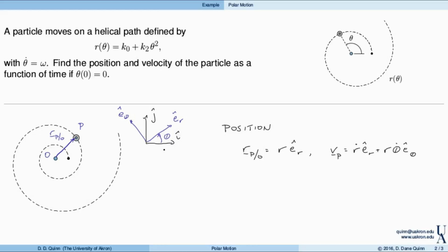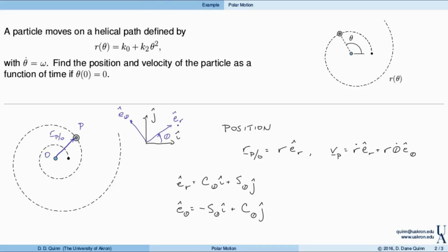Now these directions can be related one to another. Writing ER and E theta in terms of I and J, we find that ER is equal to cosine of theta in the I direction plus sine of theta in the J direction, while E theta is equal to minus sine of theta in the I direction plus cosine of theta in the J direction.